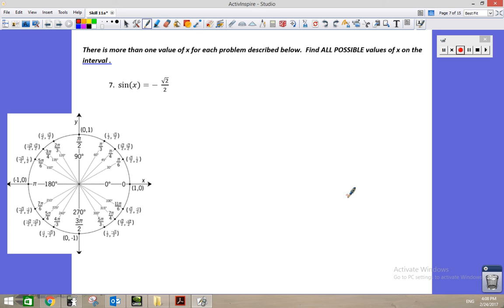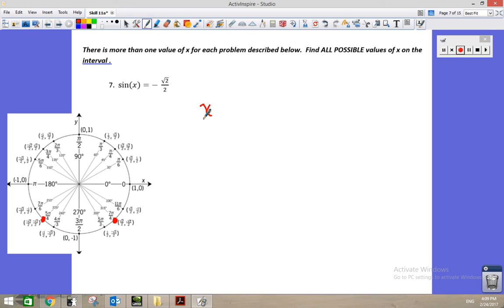All right, so when they give me that the sine of some angle is equal to negative radical 2 over 2, because this is negative, and because we're sine, I'm looking for the y-coordinate, I know that that angle will either be in quadrant 3 or 4 because it'll be below the x-axis. And if I look for a y-coordinate that's negative radical 2 over 2, I find two of them, one at 5 pi over 4 and one at 7 pi over 4.